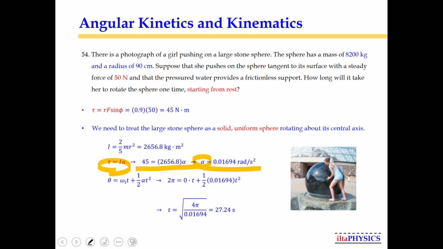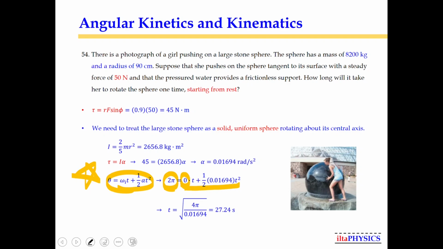Now we use the relationship between angular position, angular velocity, and angular acceleration. 1 full revolution is a change in angular position of 2 pi, and since it started from rest, the initial angular velocity is 0. Therefore, according to the formula, the time it takes to complete 1 revolution is 27.24 seconds.